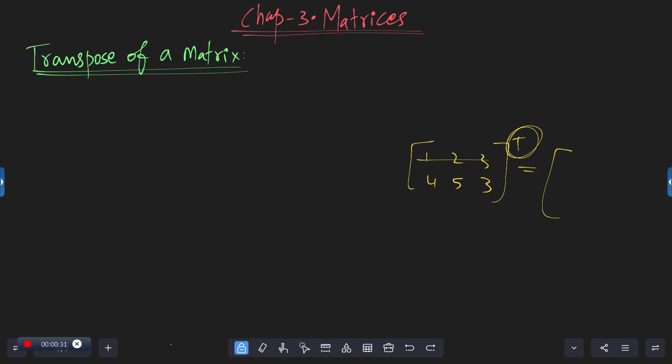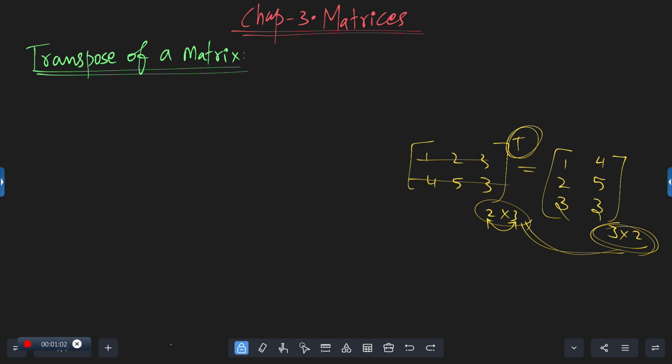Suppose I am mentioning T now. The first row we have to write as a column, and the second row we write as the second column. That's it. So 2 by 3 will change into 3 by 2. The rows and columns interchange places. 2 goes to 3's place, 3 comes to 2's place. So the number of rows and columns will be interchanged. 2 by 3 means you will get 3 by 2.